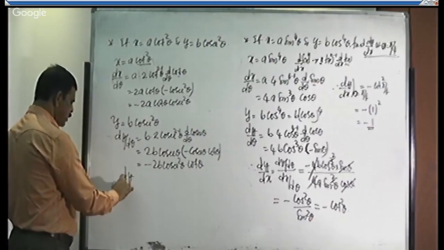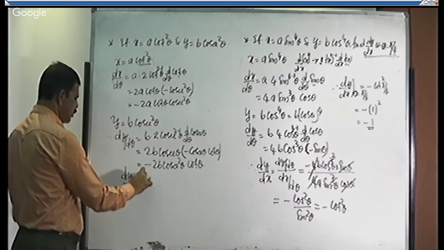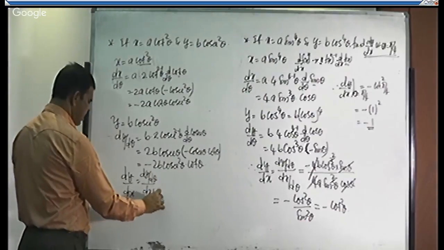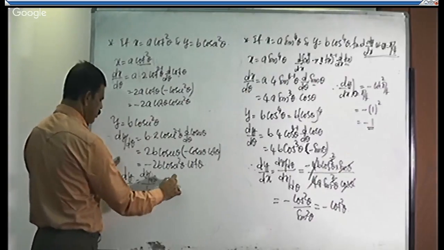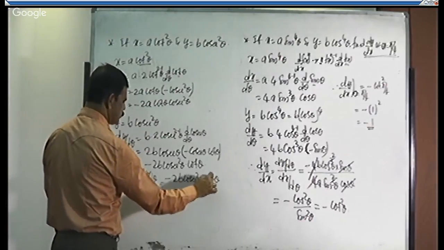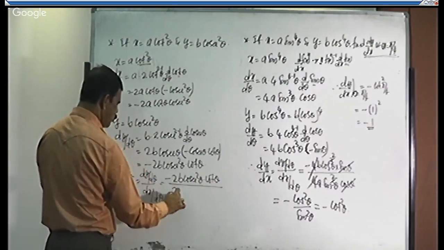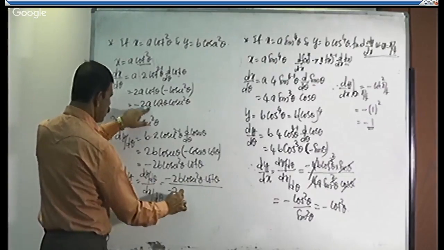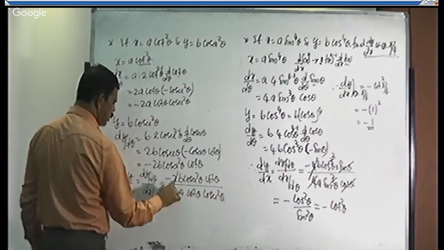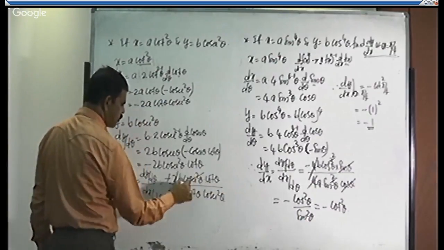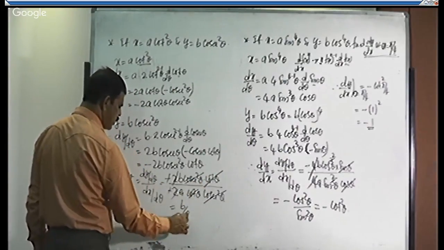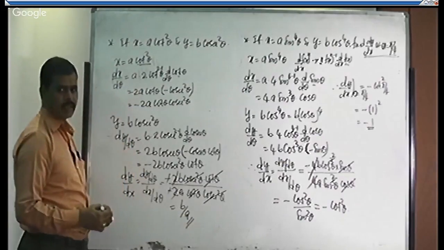Find dy by dx, that is equal to dy by d theta divided by dx by d theta. Write dy by d theta in the numerator. It is minus 2b cosecant square theta into cot theta, divided by minus 2a into cot theta into cosecant square theta. 2 gets cancelled, minus minus cancels, cosecant square cancels, cot cancels. Remaining is what? b divided by a. b by a, right?